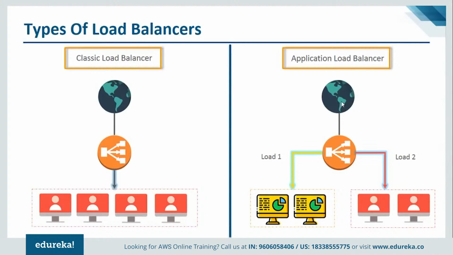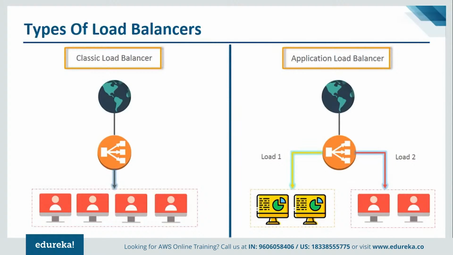So let me just repeat what I just said. Say this set of servers host your image processing part. They do all your image processing, and this other set of servers host the blogs that you have on your application. A user comes in, logs on to your website, and goes to a URL which says, say, edureka.co/image.